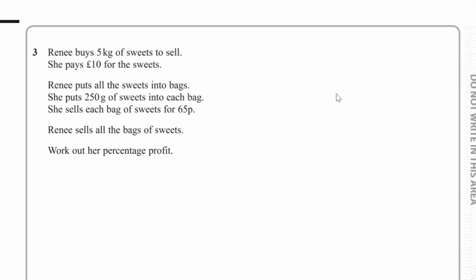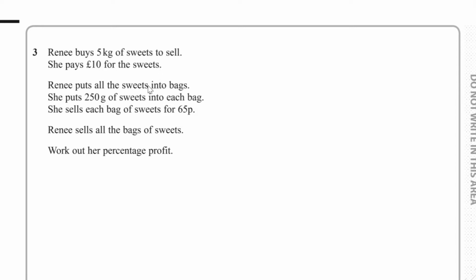Question number 3. Rennie buys 5 kilograms of sweets to sell. She pays £10 for the sweets. Rennie puts all the sweets into bags. She puts 250 grams of sweets into each bag. She sells each bag of sweets for 65 pence. Rennie sells all the bags of sweets. We have to work out her percentage profit.